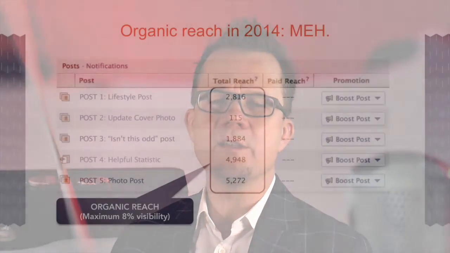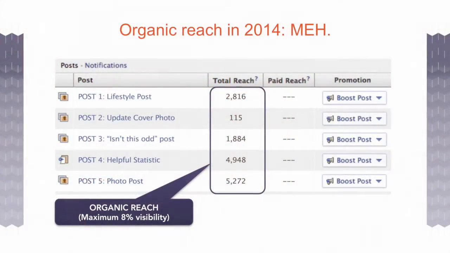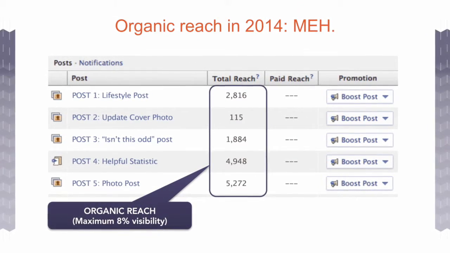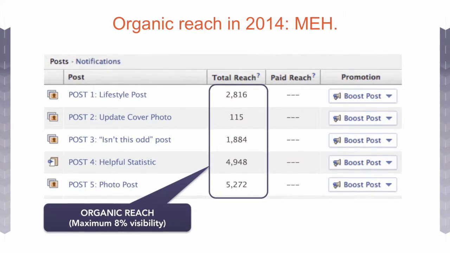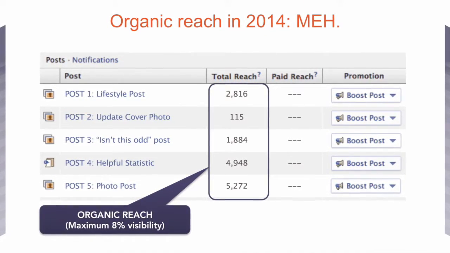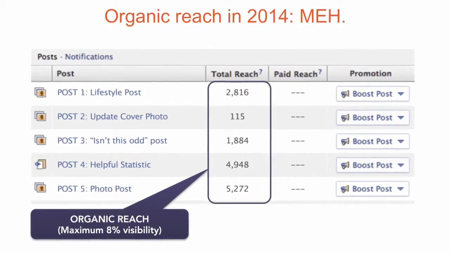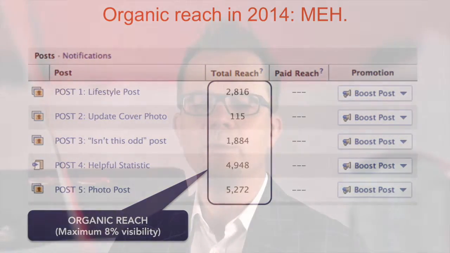So this all began in 2014, and we have an example here where one of our clients who has a great content strategy, posts lifestyle posts, updates his cover regularly, and various other content categories, only had very, very low organic reach, down there up to 8% in this case in 2014.